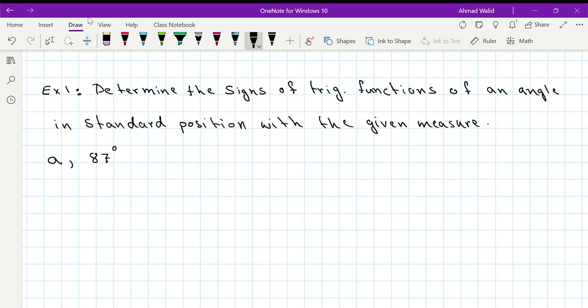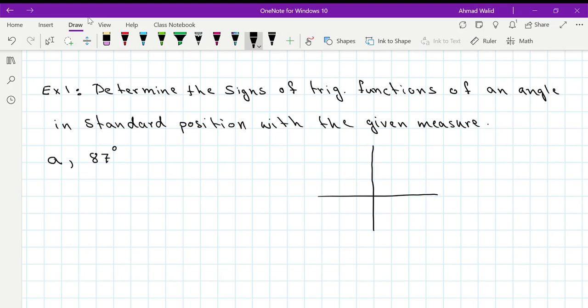They are asking you only, don't find the trig functions for 87. We are not doing that yet, because after you do the unit circle, we will start with that. Only talk about the sign of trig functions here, correct? To do that, after a few practices, you don't even need to draw, but because you are new now, try to draw this angle in standard position, correct? Practice that.